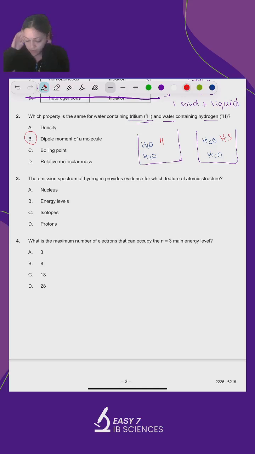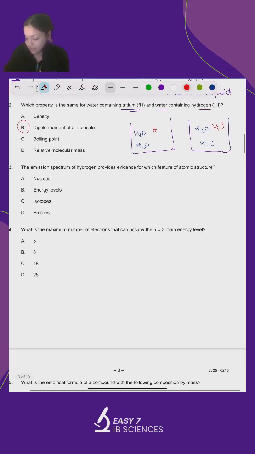So the dipole moment of the molecule of H1 is going to be different to the dipole moment of H3.